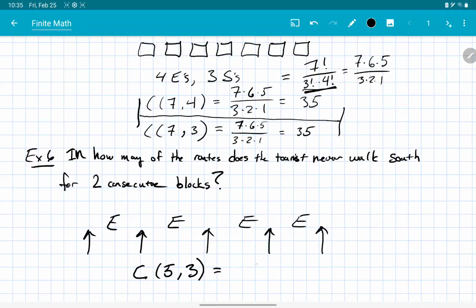So this is going to be 5 factorial divided by 2 factorial times 3 factorial, which is 5 times 4 divided by 2 times 1, which is 10. So there are 10 different ways.